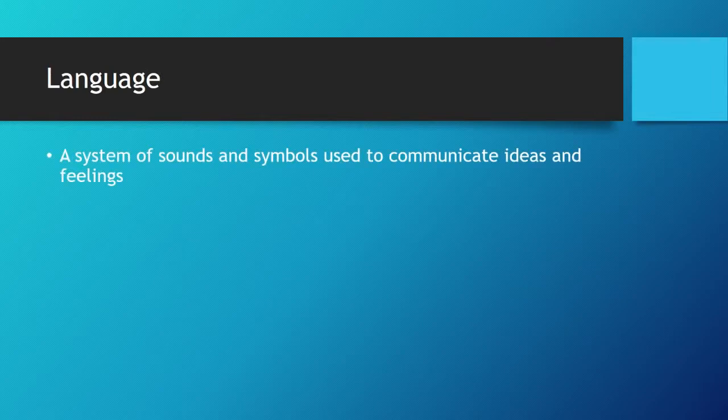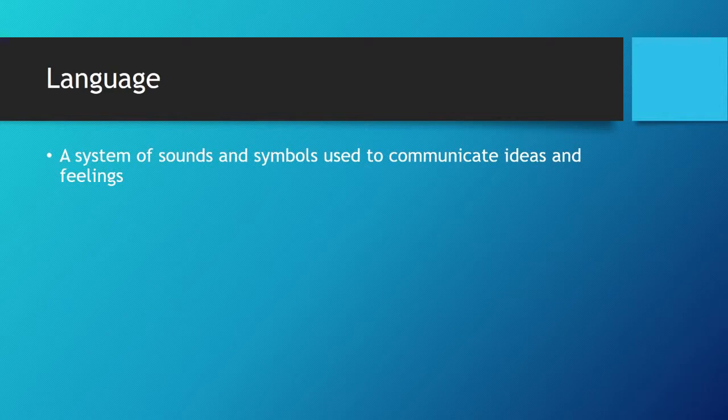First, let's define it as a system of sounds and symbols used to communicate ideas and feelings. So obviously, let's break this down.